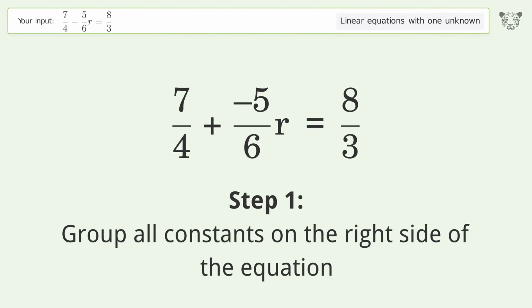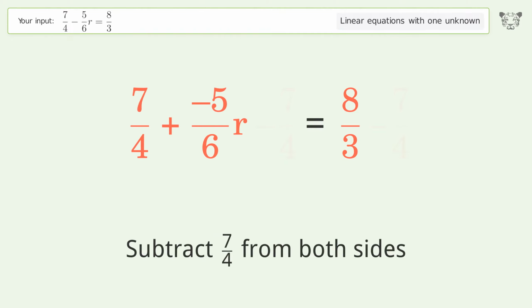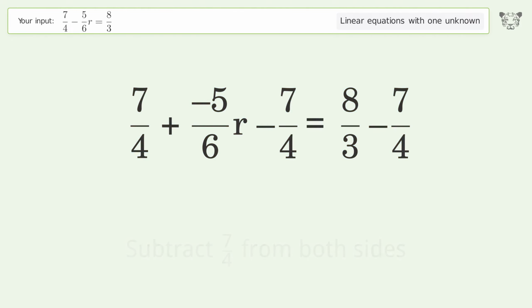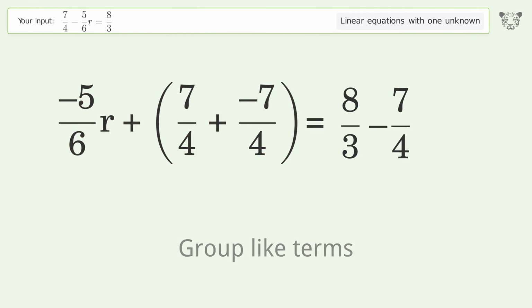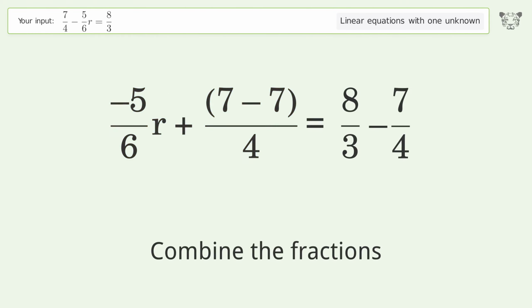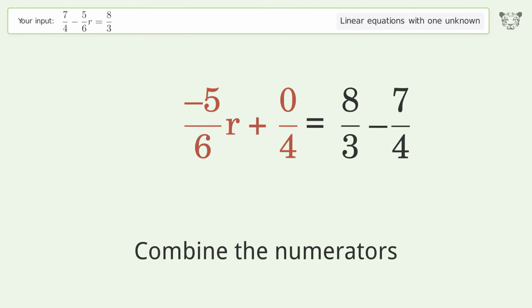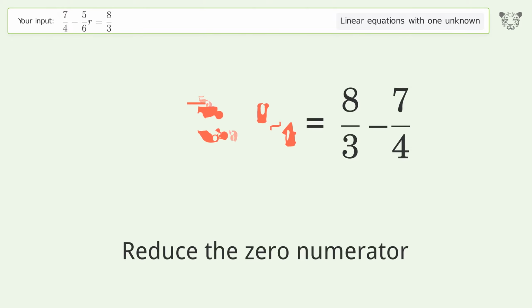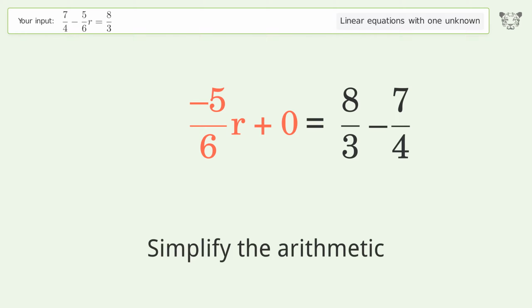Group all constants on the right side of the equation. Subtract 7/4 from both sides. Group like terms. Combine the fractions. Combine the numerators. Reduce the zero numerator. Simplify the arithmetic.